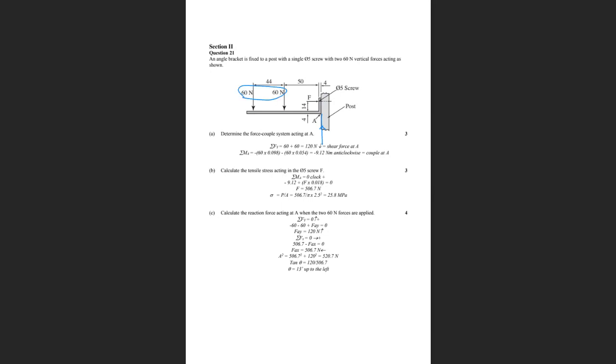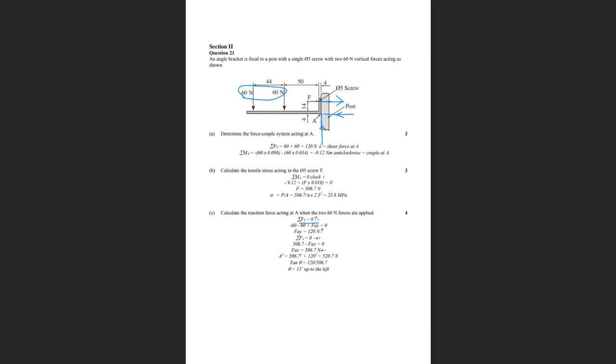And because you've worked out that this force in the screw is 506.7, you've got to have a force that will resist that force. And so if that is going anti-clockwise, this one here will be going in the opposite sense there. And so what you do is you say the sum of the vertical forces equals 0 with up positive.